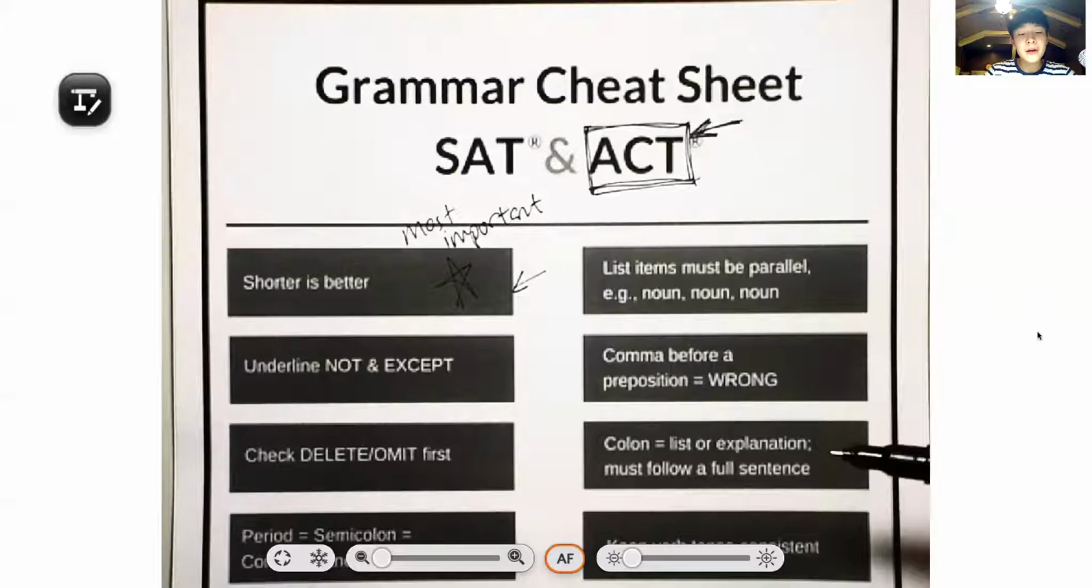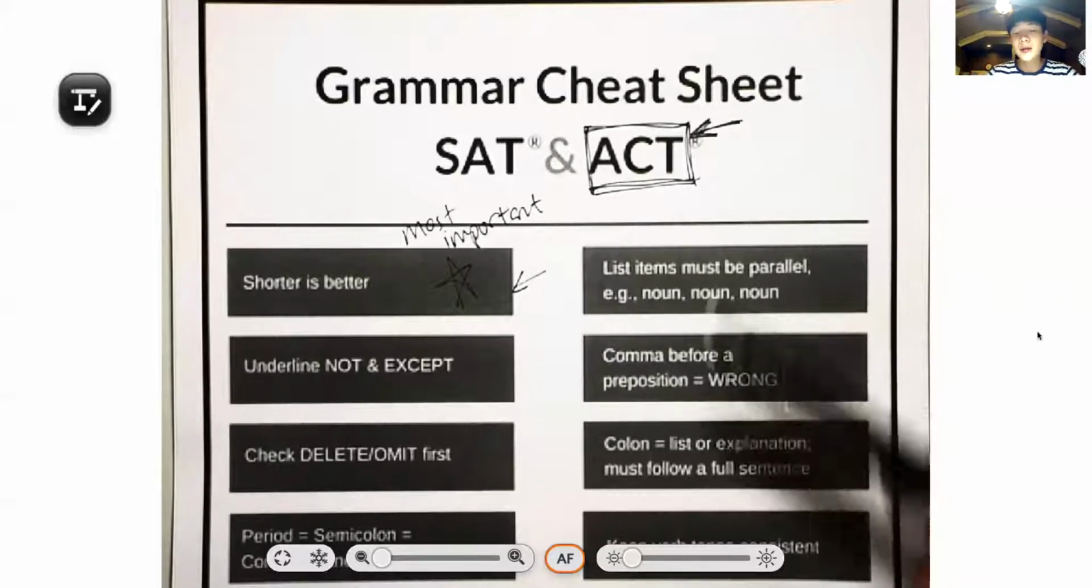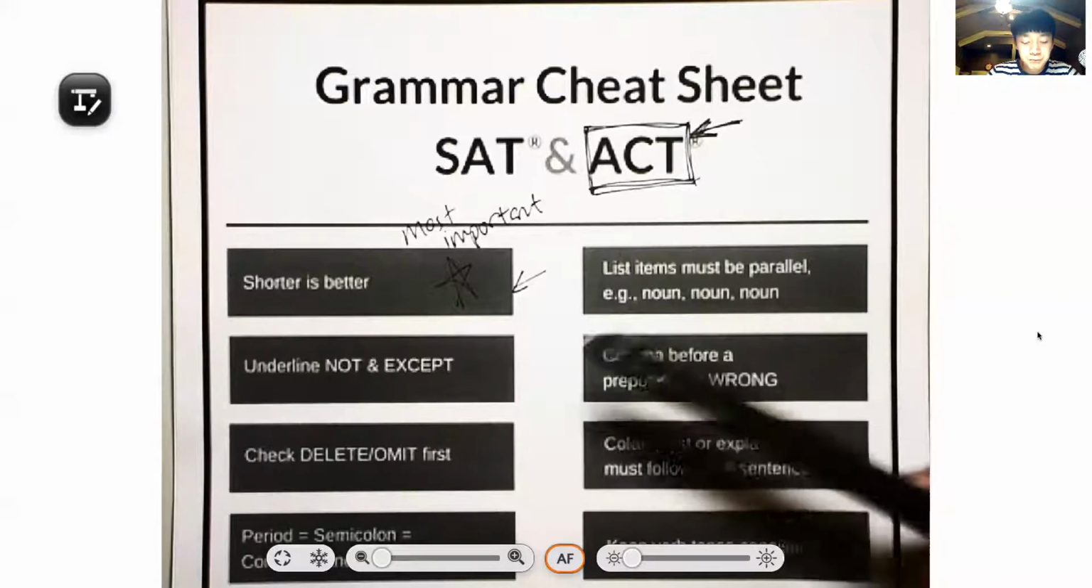So that is the most important thing. But shorter is better will probably show up in at least 15 out of the 75 questions. So that's huge for a single strategy point. So that's why I mention it first right here.